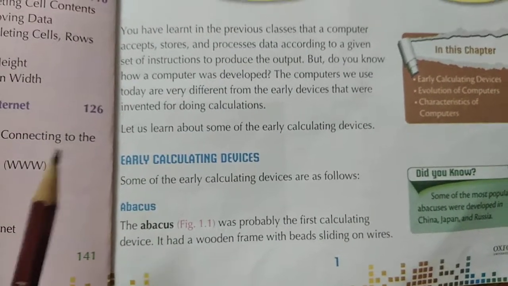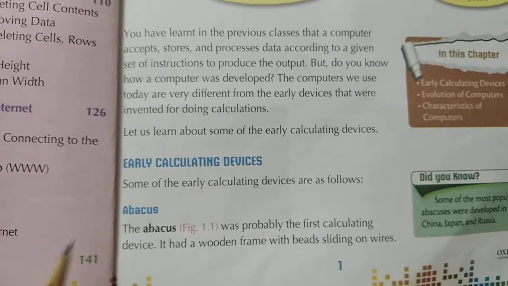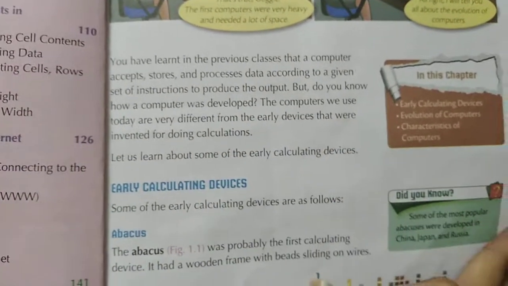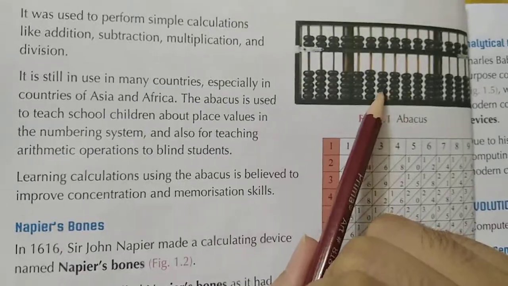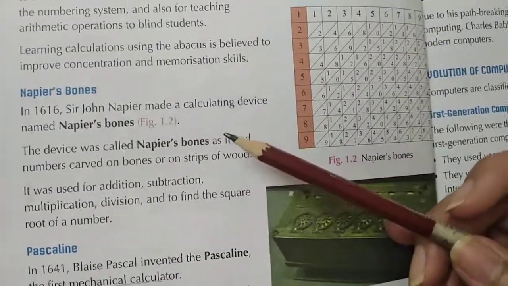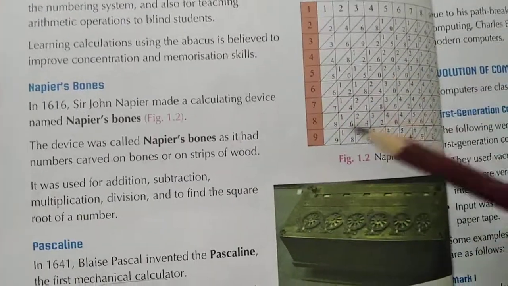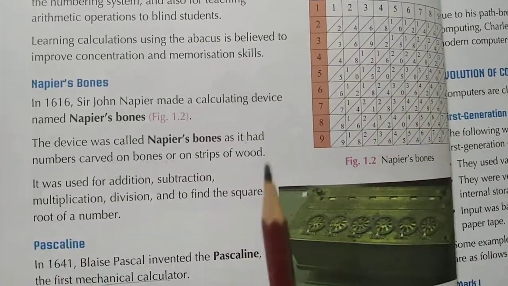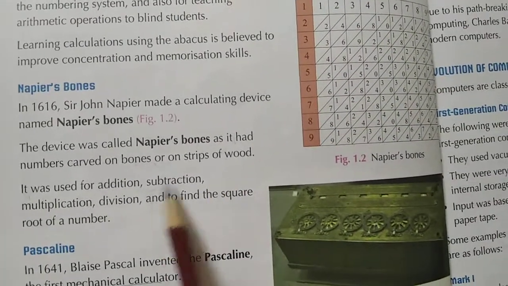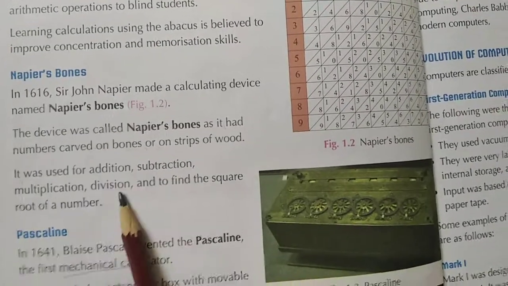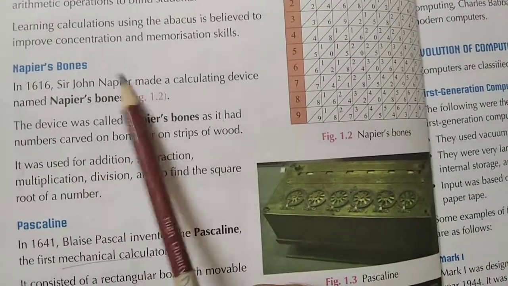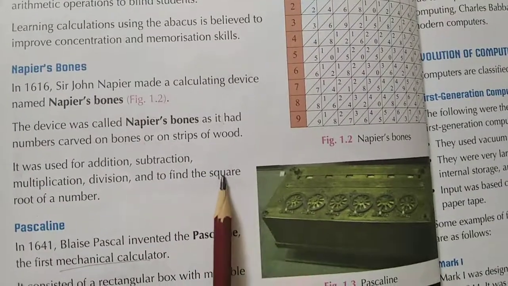They used different devices. First there is the abacus. The abacus is the calculating device which you have seen in your nursery or playgroup. It looks like this. It is used to calculate the numbers. Then there come the Napier bones. In the Napier bones there are just numbers written on bones, or just a strip of wood, which they used for different functions, for example addition, subtraction, multiplication, division, and square. This is the first device through which you can find the square root.